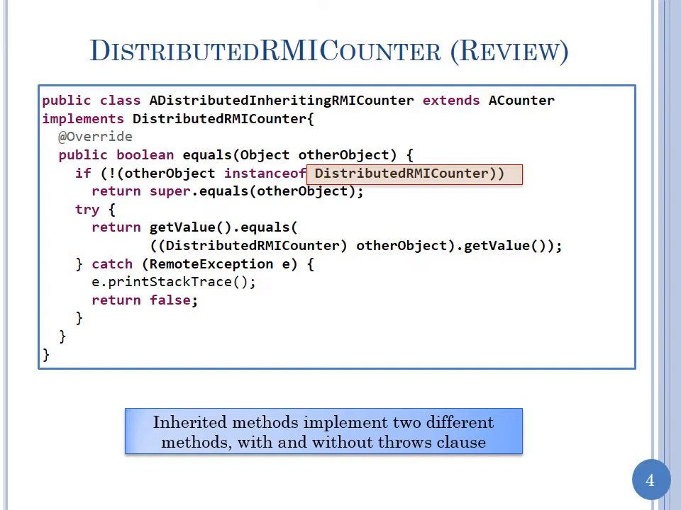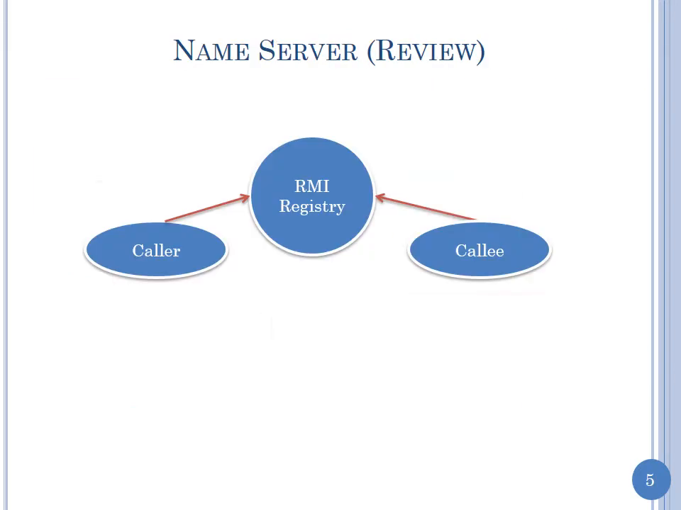So inherited methods implement two different methods, but then without throws clause. This is very important. So now for my caller and callee to connect to each other, not to call methods, it's not as if this RMI registry is on the path to calls, but on the path to connection, it now has to go through an RMI registry. Okay. So you have to learn a lot. I mean, you have to learn enough to get confused, I guess, to use RMI.